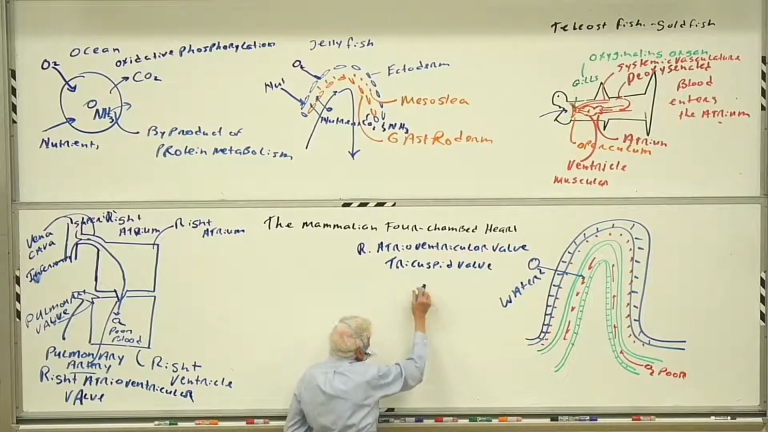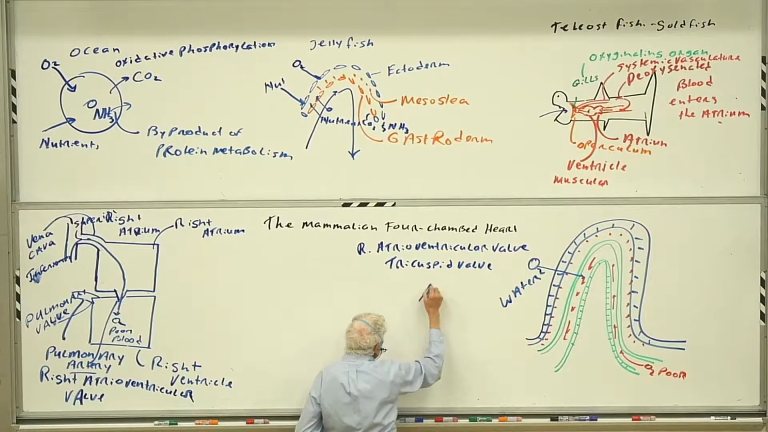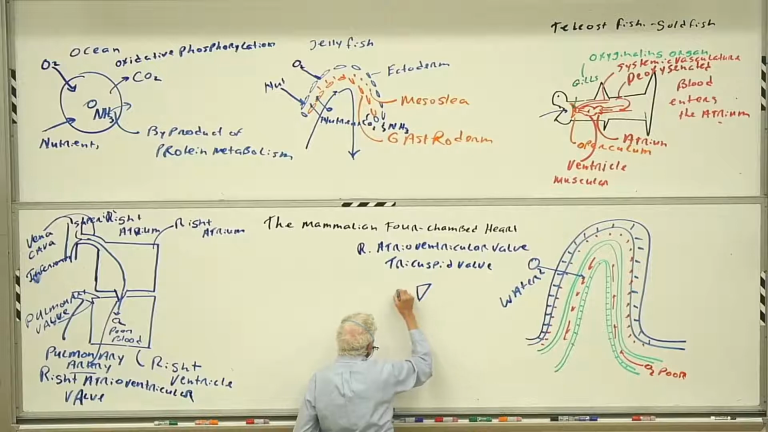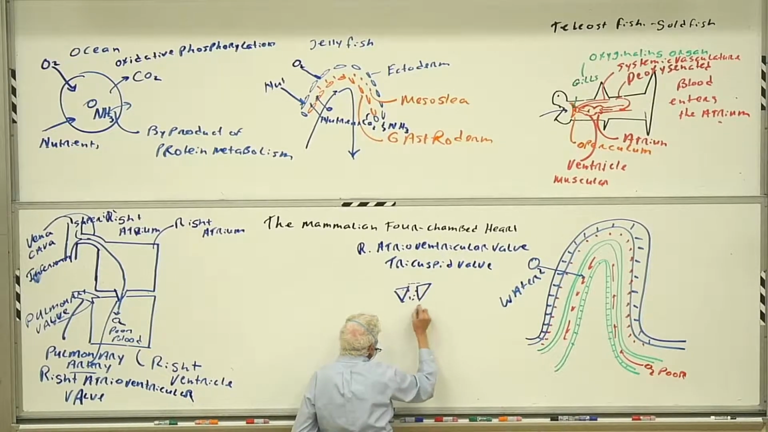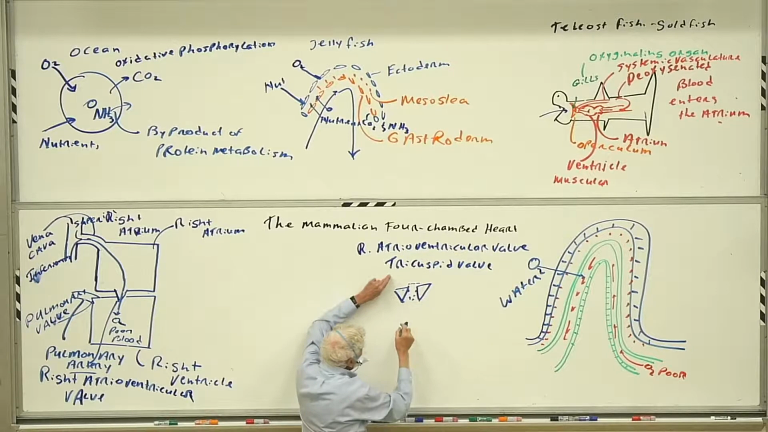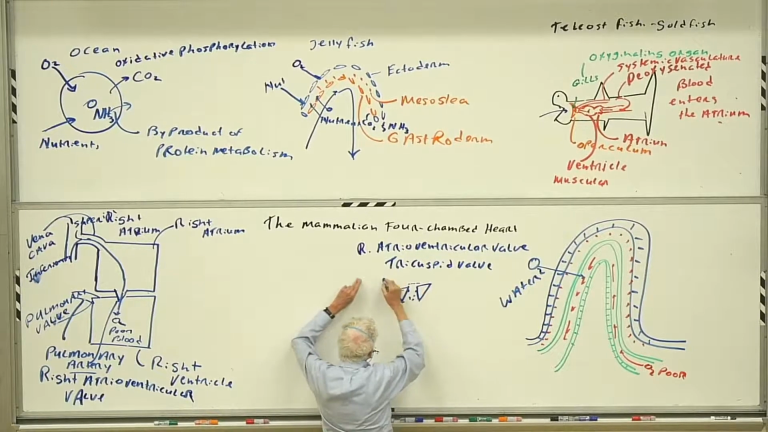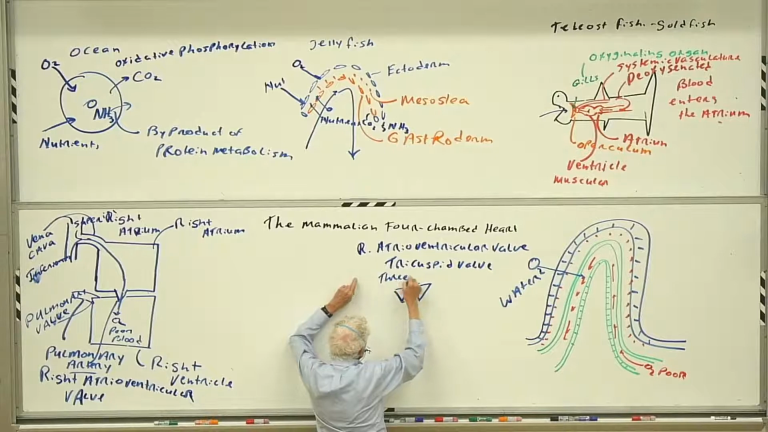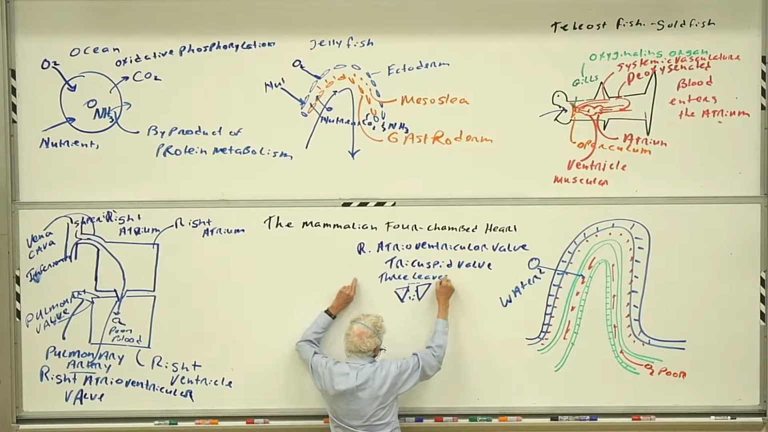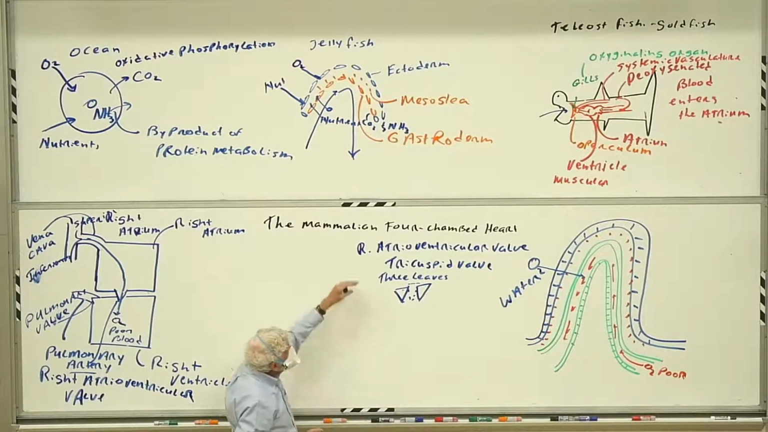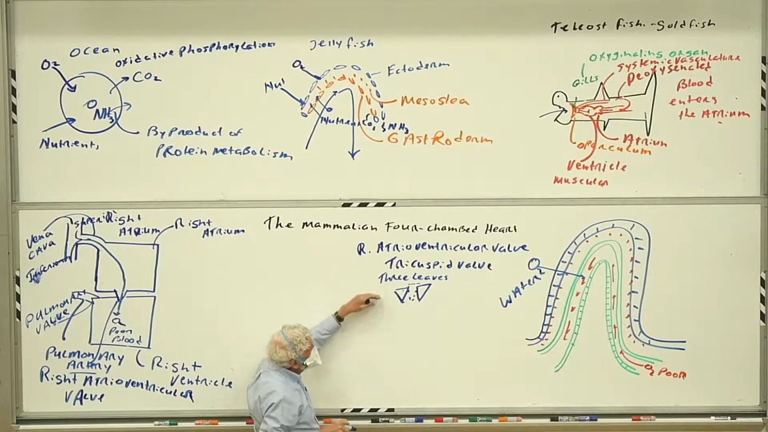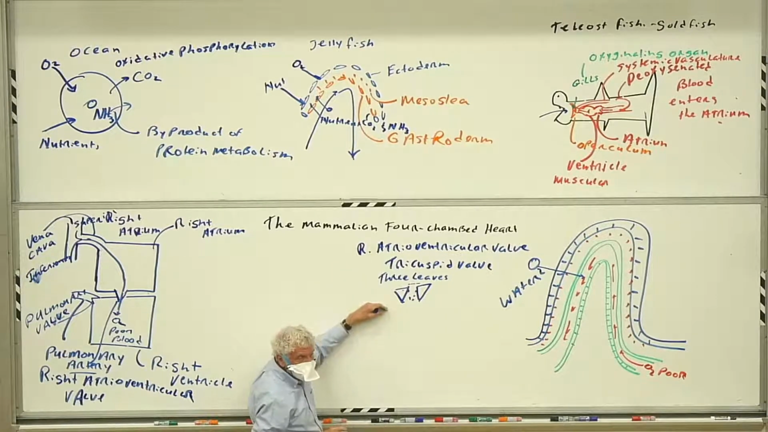And there's some meaning in this. The tricuspid valve looks a little like this. And there's another one behind the plane of the blackboard. It has 3 leaves. Tri is 3, cuspid meaning leaves, so it's 3 leaves. So the right atrioventricular valve and the tricuspid valve are the same thing.